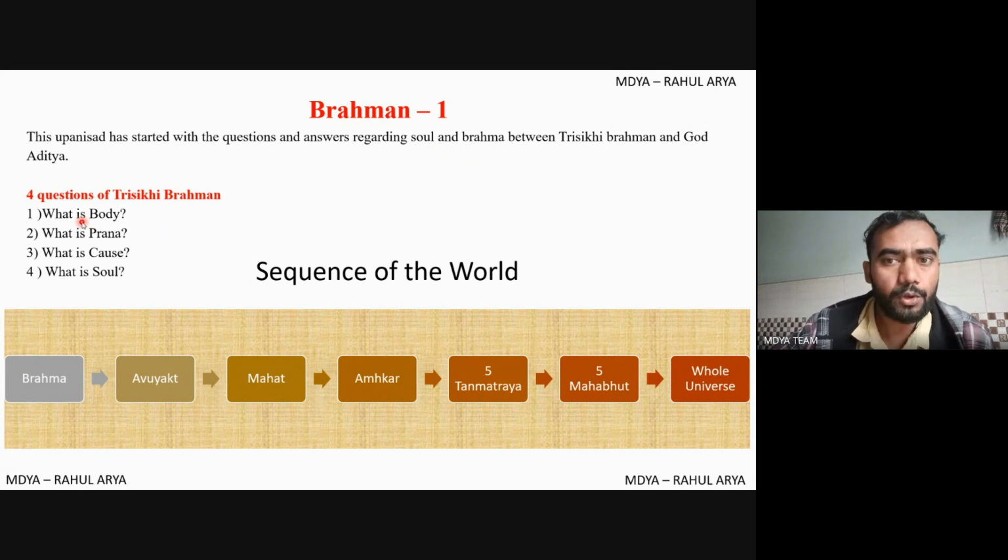And mainly 4 questions he is asking here. All of you remember these questions in sequence because these questions can come in the exam. First question is, what is body? Body means this human body. What is prana? What is cause? Meaning the cause of the body, the cause of life. And what is soul? These 4 questions Trisikhi Brahman is asking the god Aditya.